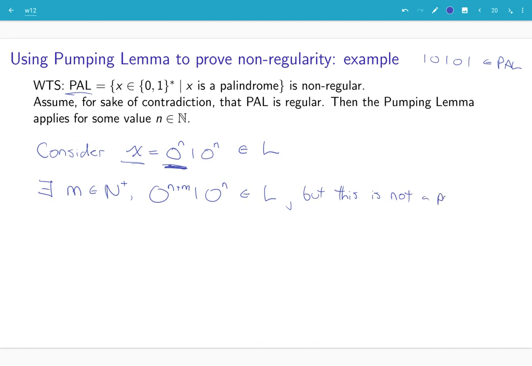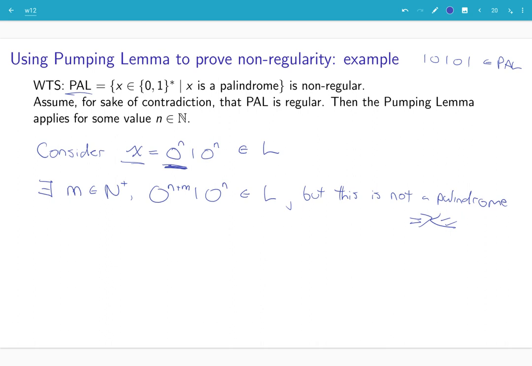So there's our contradiction. So the pumping lemma, it's tricky to wrap your head around, and it requires some care to use properly. So, for example, keep in mind, you don't get to choose the value of n. N is sort of chosen for you, and you need to sort of react to it. So for some arbitrary n, you need to show that this holds.